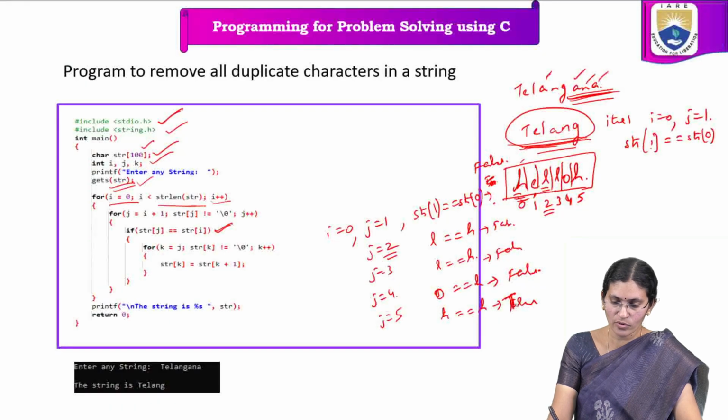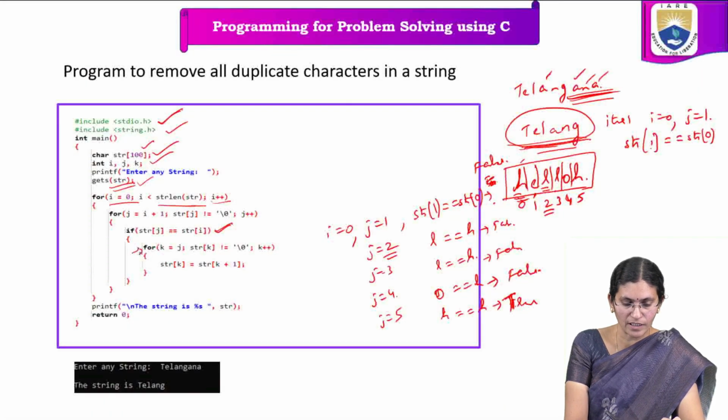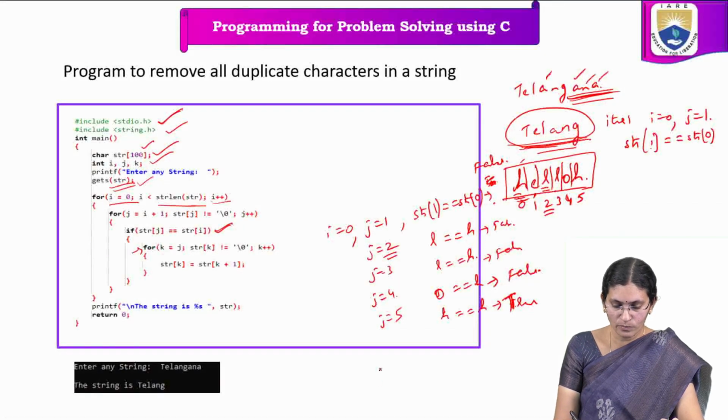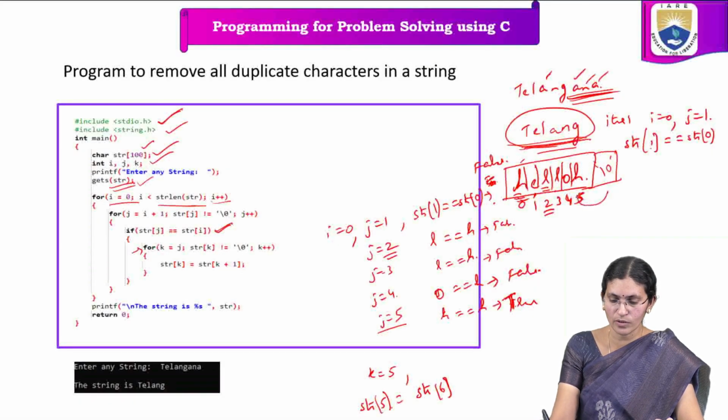When this condition is true, it will enter another for loop. In this for loop, k is assigned the value of j. K is equal to 5, str of k plus 1, that means str of 6, is equal to str of 5. At the end we have a null character. So str of 6 is equal to str of 5, that means we are putting the null character here, so here also we have a null character now.